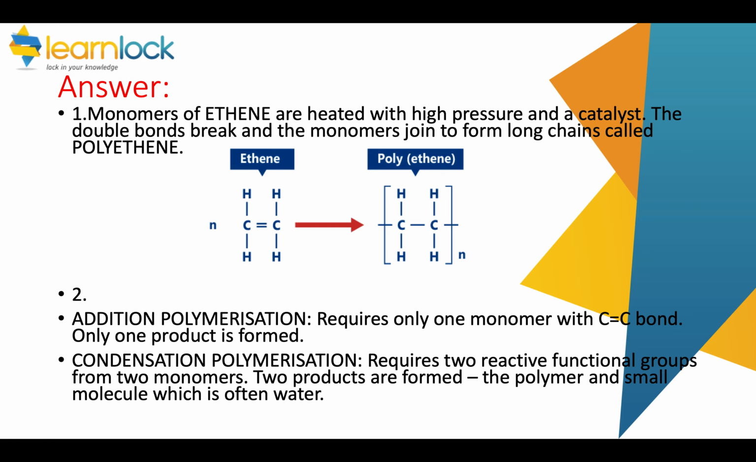The difference between addition and condensation polymerisation. Addition polymerisation requires one monomer with a carbon-carbon double bond and one product is formed. Condensation polymerisation can require two reactive functional groups from two monomers and two products are formed, often water as well.